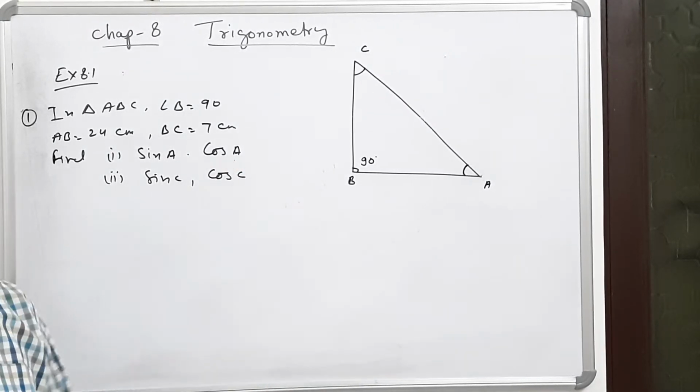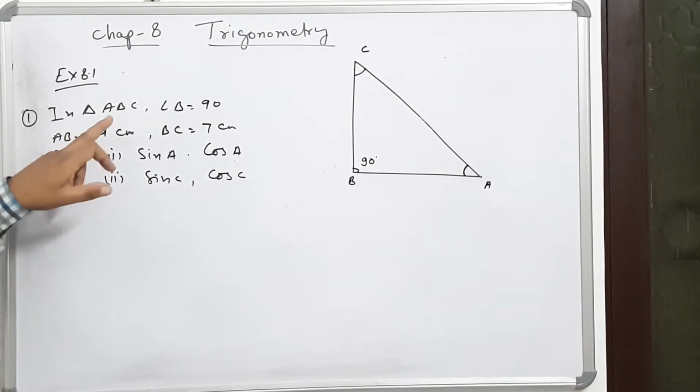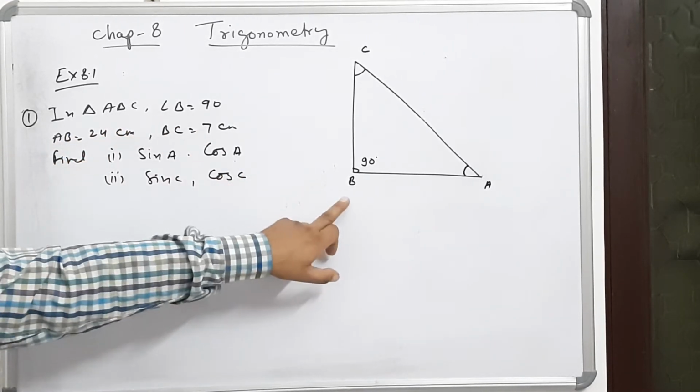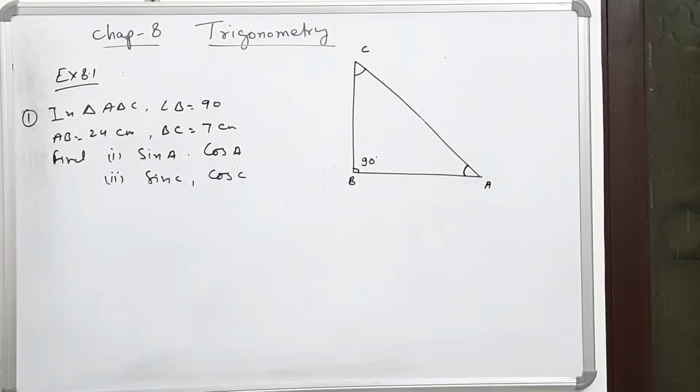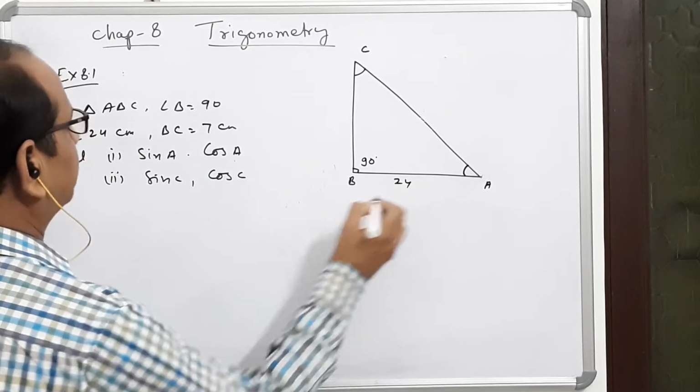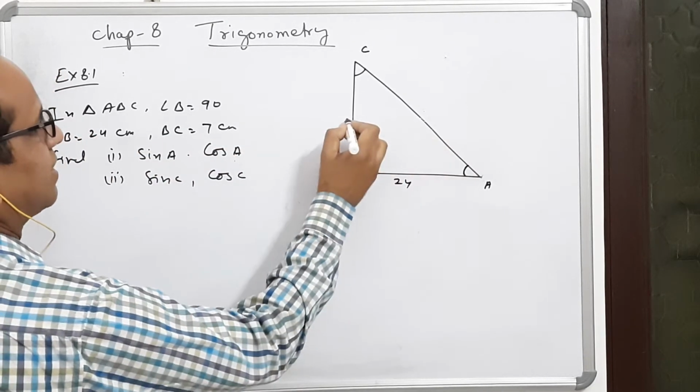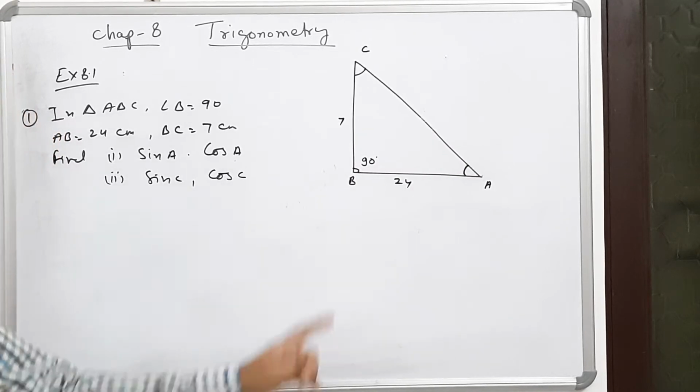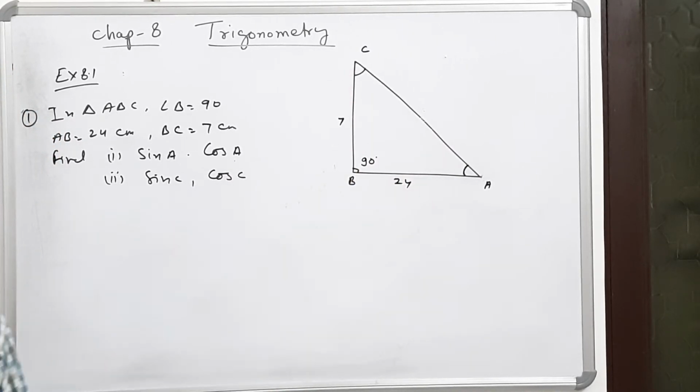Yes, dear students, now you see the first problem. In triangle ABC, angle B is 90 degrees. AB is 24 and BC is 7. Now the problem is that the third side is missing here. So before we apply the formulas of trigonometry, we need the third side.